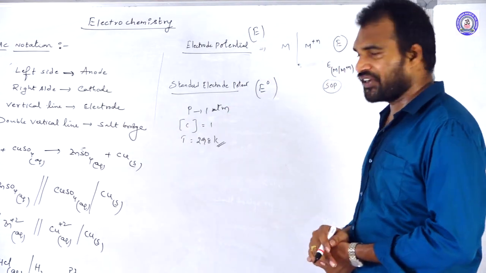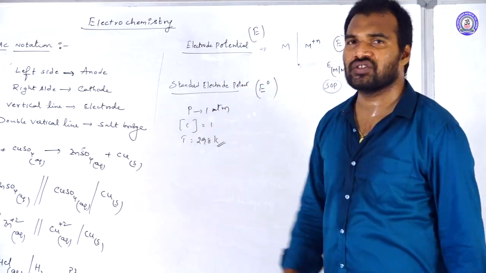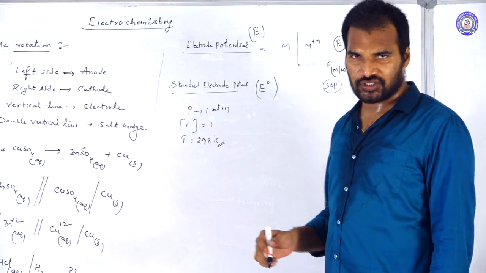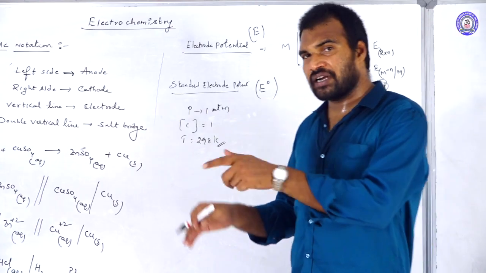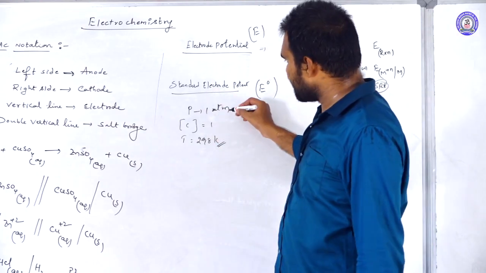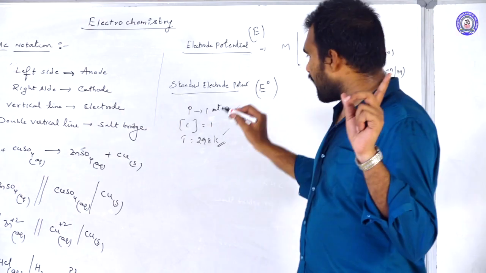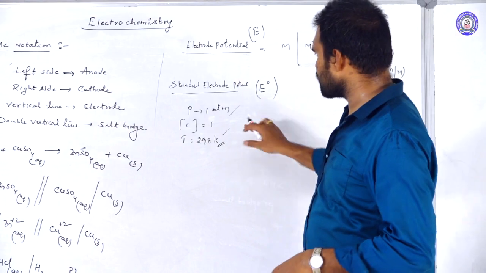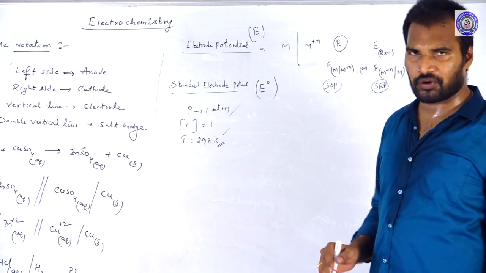When you consider these conditions, whatever potential is generated at these conditions, we call that the standard electrode potential. Remember that. Here they won't mention temperature, as they didn't in the NCERT. They mention pressure and concentration. Pressure should be 1 atmosphere and the concentration is unimolar. At those conditions, whatever potential is generated, we call it the standard electrode potential.